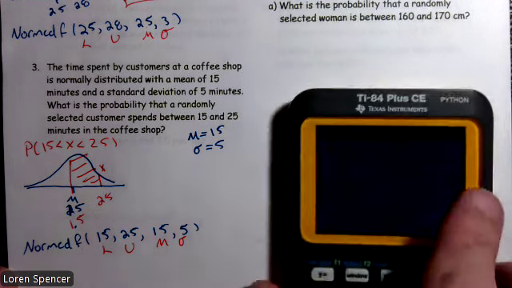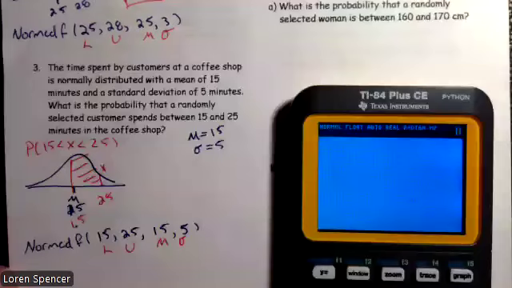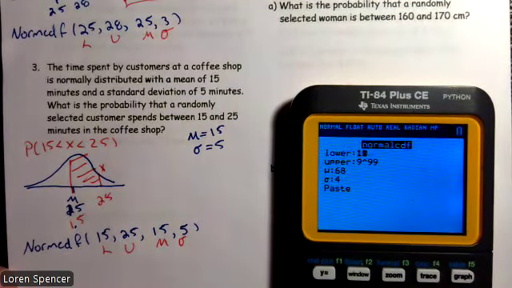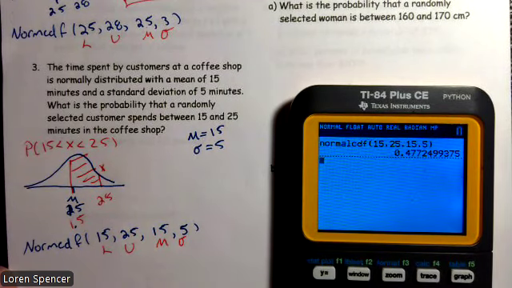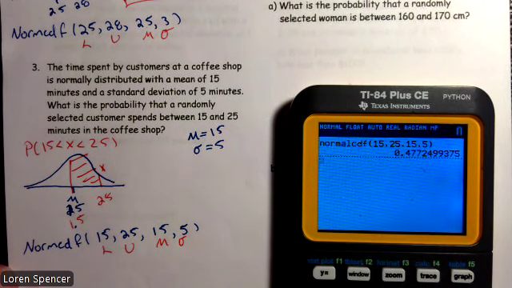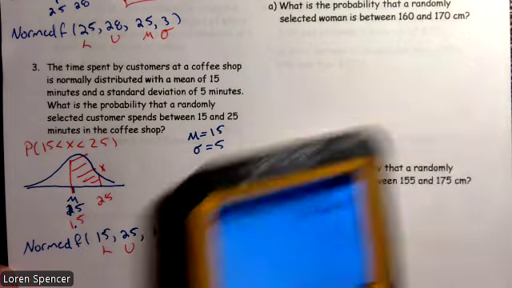And when I go to the calculator, second vars, normal CDF, lower bound 15, upper bound 25, mean of 15, standard deviation of 5. We end up with about 47% in that range. All right. So 0.4772.